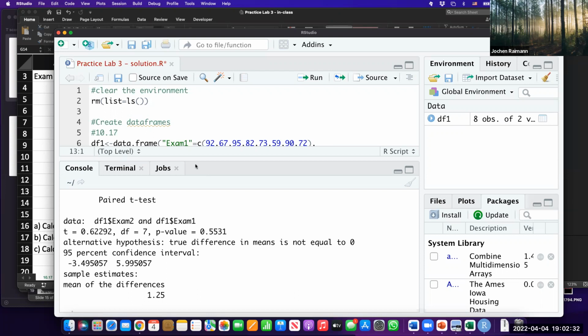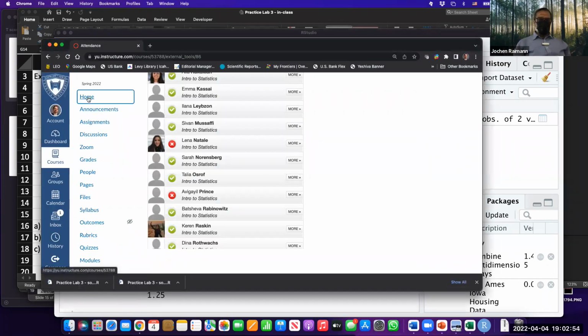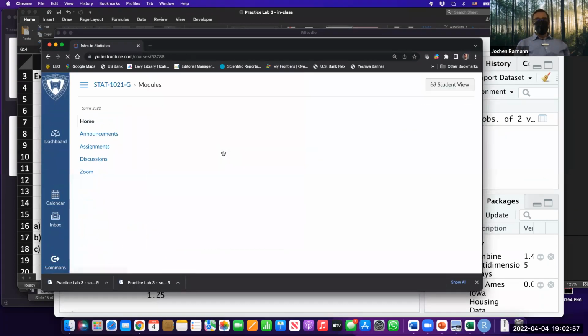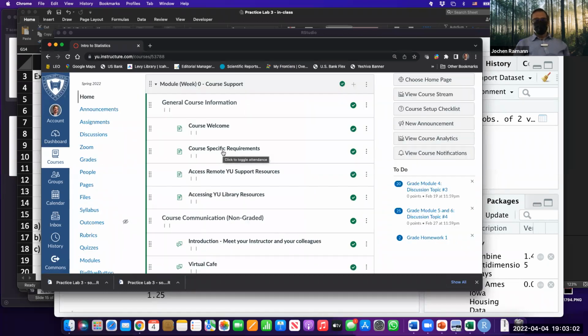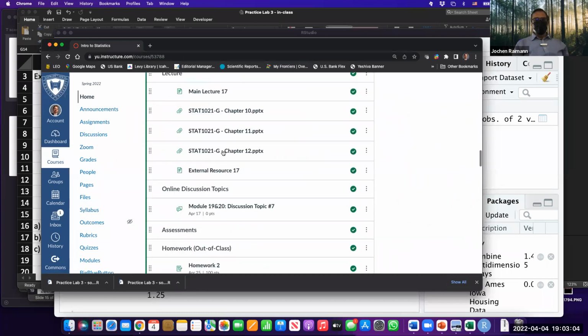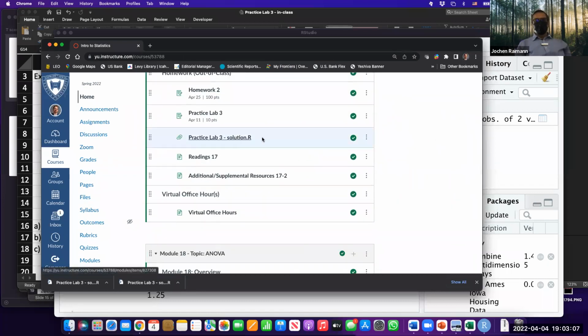Oh, you don't have the solution open. You have to download the solution from Canvas. Okay, everybody download the solution, please, from Canvas. On Canvas, you have Practice Lab 3 solutions. That's why yours looks different than mine. Just go on module 17, there's Practice Lab 3 solution.r.